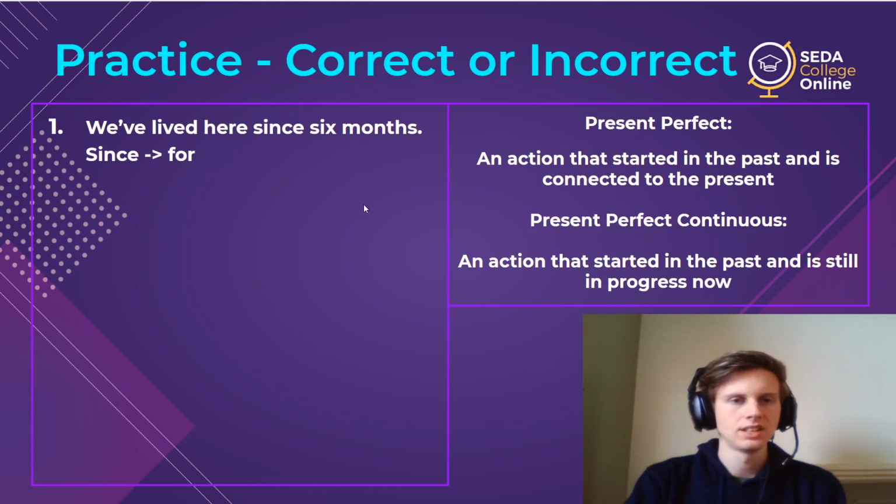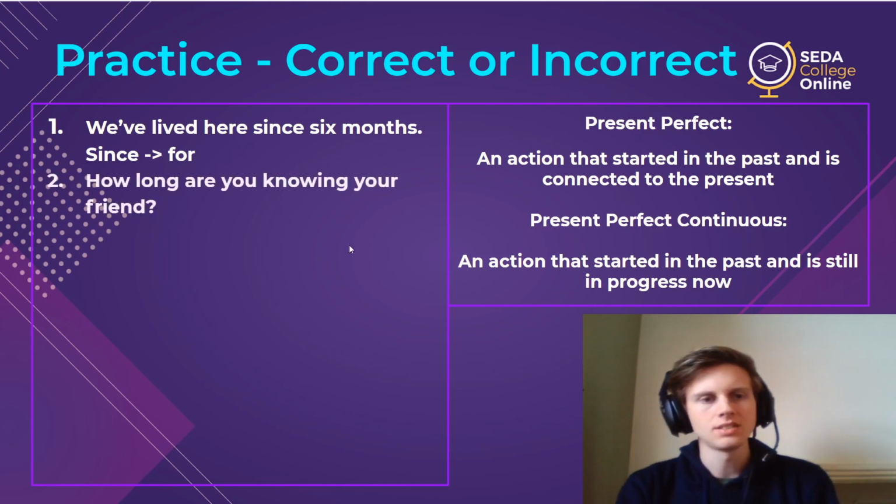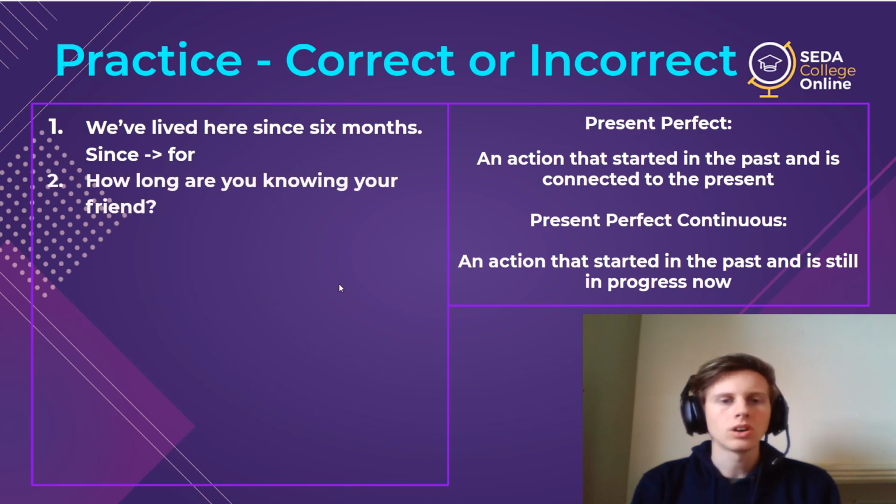All right. So that one was kind of the example, the warm-up. Here's a more challenging sentence. So number 2. How long are you knowing your friend? Correct or incorrect? What do you think? All right. And then if you think incorrect, how do you change it? How do you fix it? Give you one more moment to think.